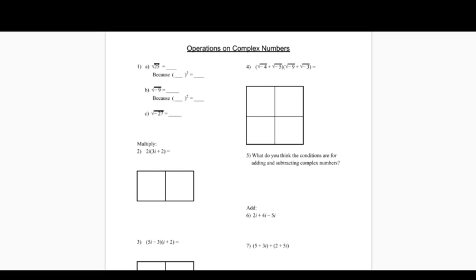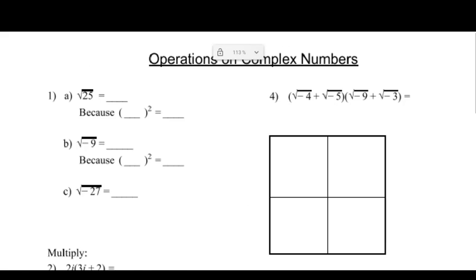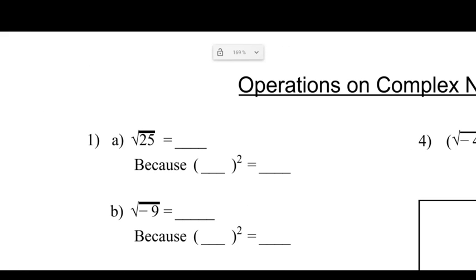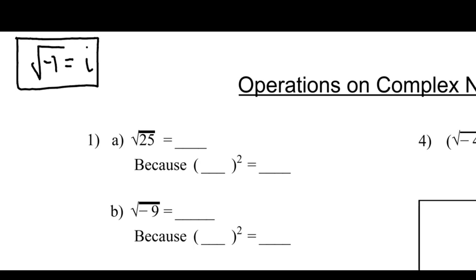Hey everybody, we are going to talk about operations on complex numbers. Let's begin by talking about what a complex number is, and specifically the imaginary part. So if we have a square root of -1, before today, we technically couldn't do this unless you knew this somehow from the past. Square root of -1 is now defined as the imaginary number i.